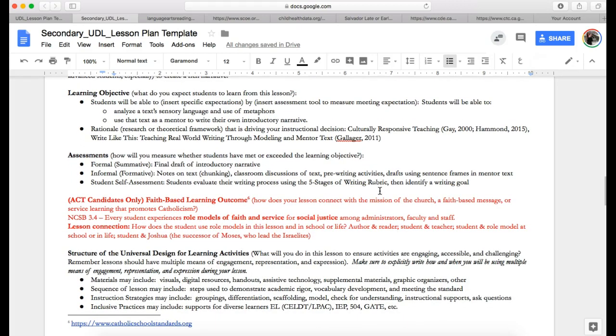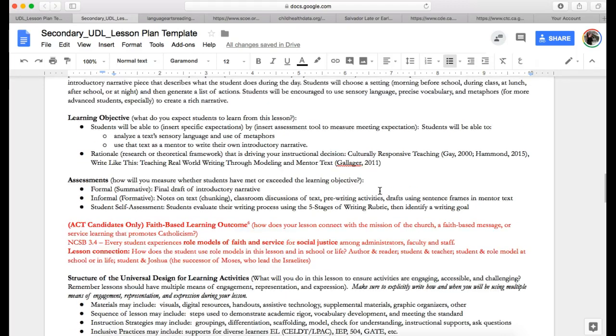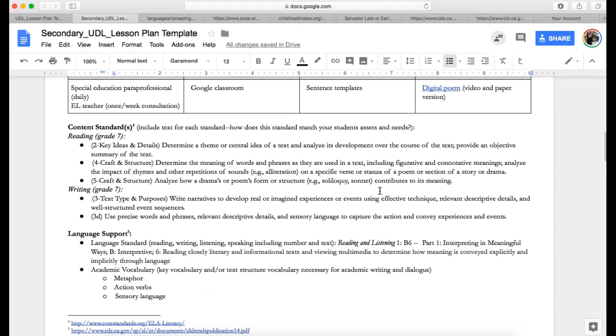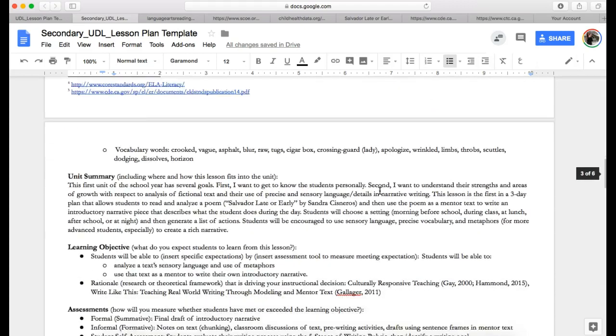All right, so let's move into the learning objectives section of this lesson plan. We hope that students will be able to analyze a text's sensory language and use of metaphors, and then use that text as a mentor to write their own introductory narrative. And notice that these go back to the content standards. So we're using the standards to drive what the students will be able to know.